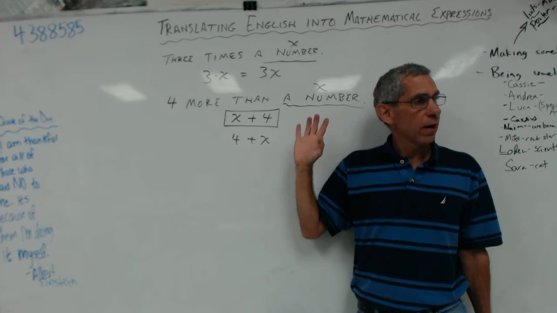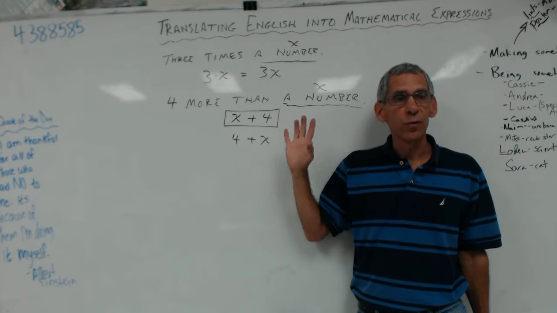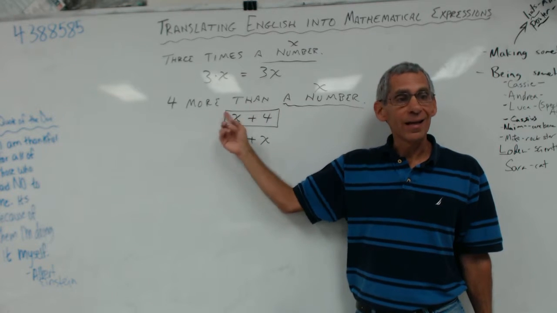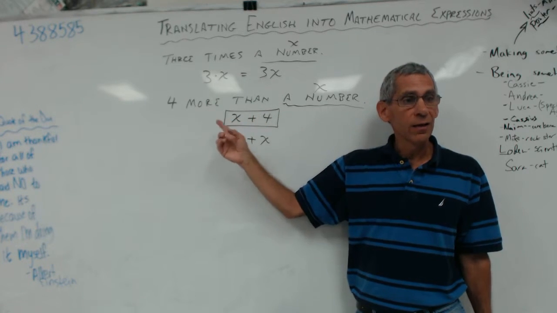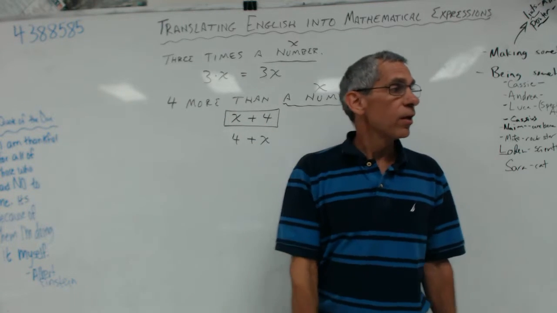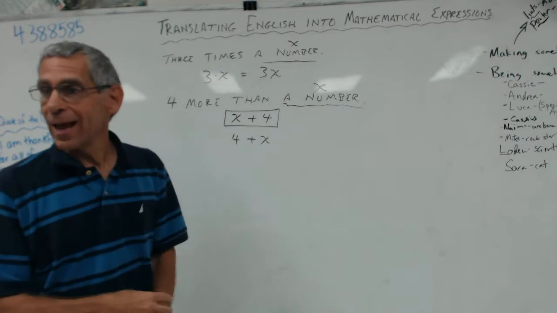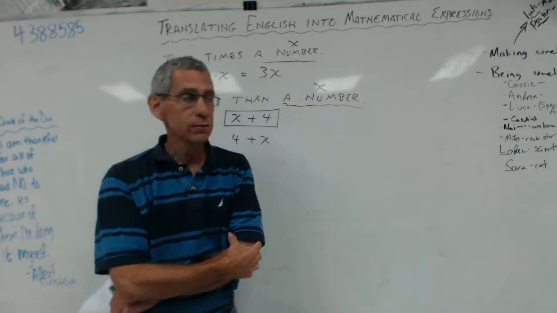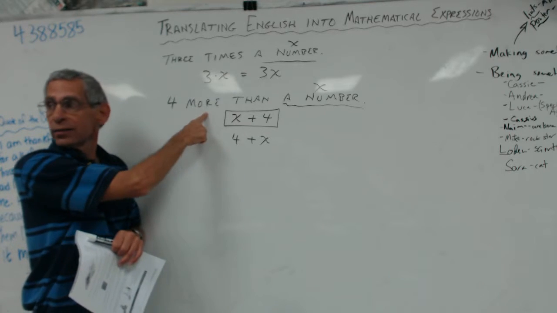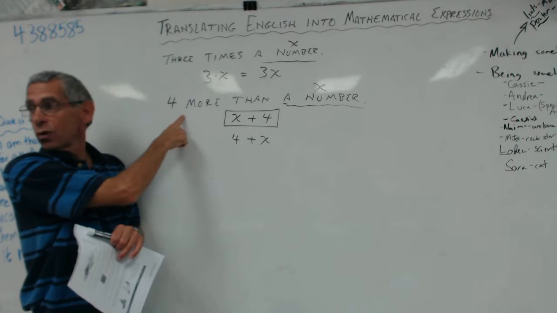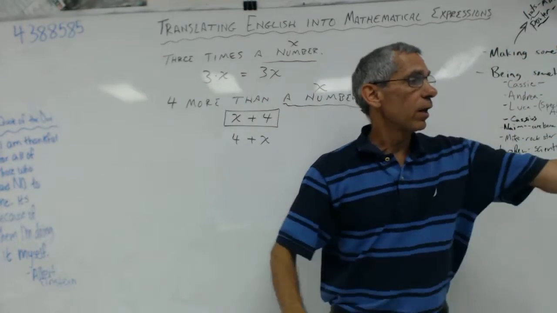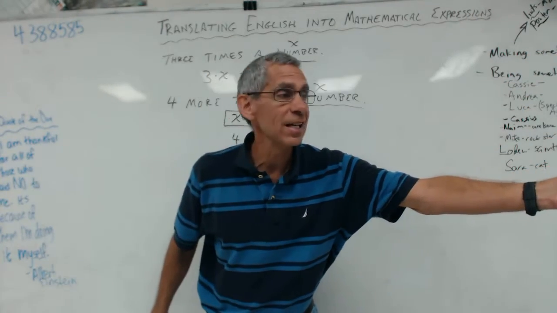Whenever you guys see, you have to listen to this. I'm serious. This is the most important part of the lecture. When it says more than, less than, greater than, higher than, lower than, the thing that it is than goes to the right. In other words, 4 more than means not 4 plus, it means plus 4.